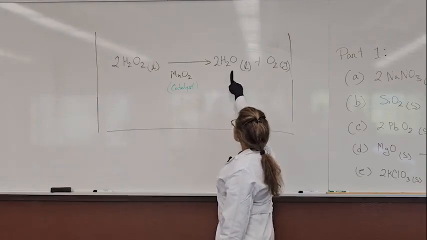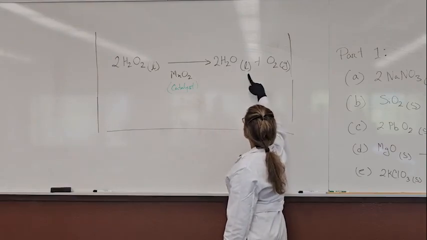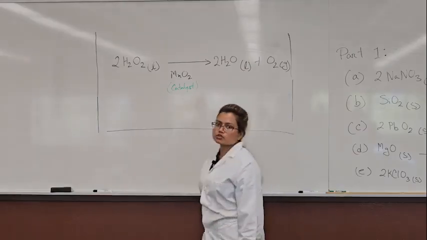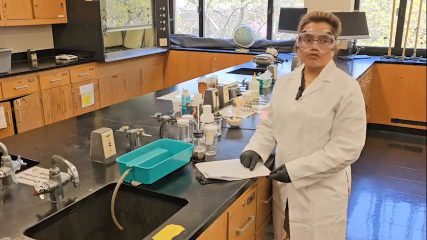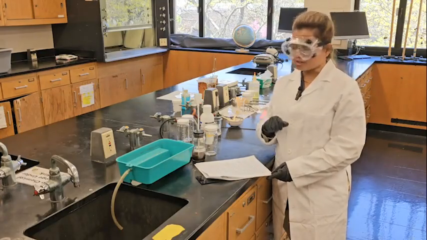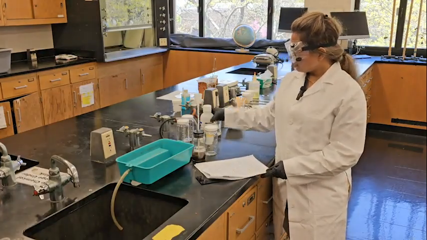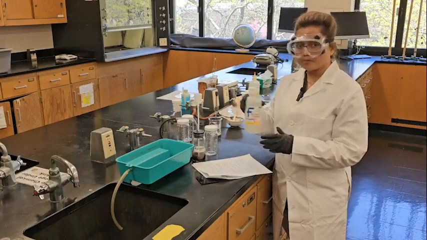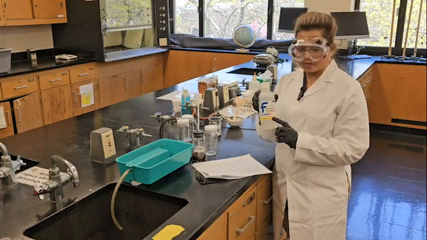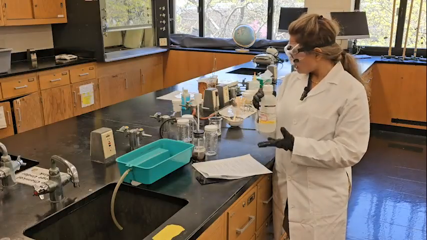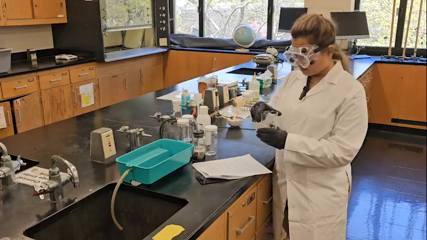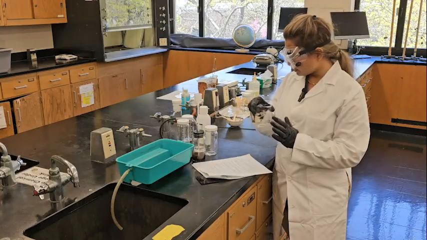Then we will produce water, the liquid, and our desired element, oxygen, which should be in gas form. For the second part, we are collecting the oxygen. What we need, as I showed you in the reaction, is hydrogen peroxide. This is 35%. We need only 40 milliliters. Okay, I put it in the beaker.